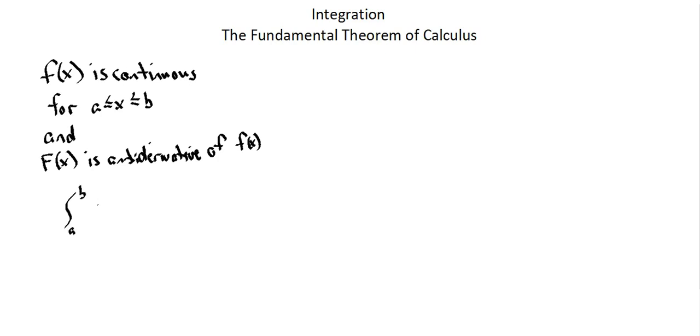from a to b for f of x with respect to x is the difference between the antiderivative at b and the antiderivative at a. And we can use this theorem to calculate the area under a curve in this interval on the x-axis. Not an estimate, but the exact value of the area under the curve.